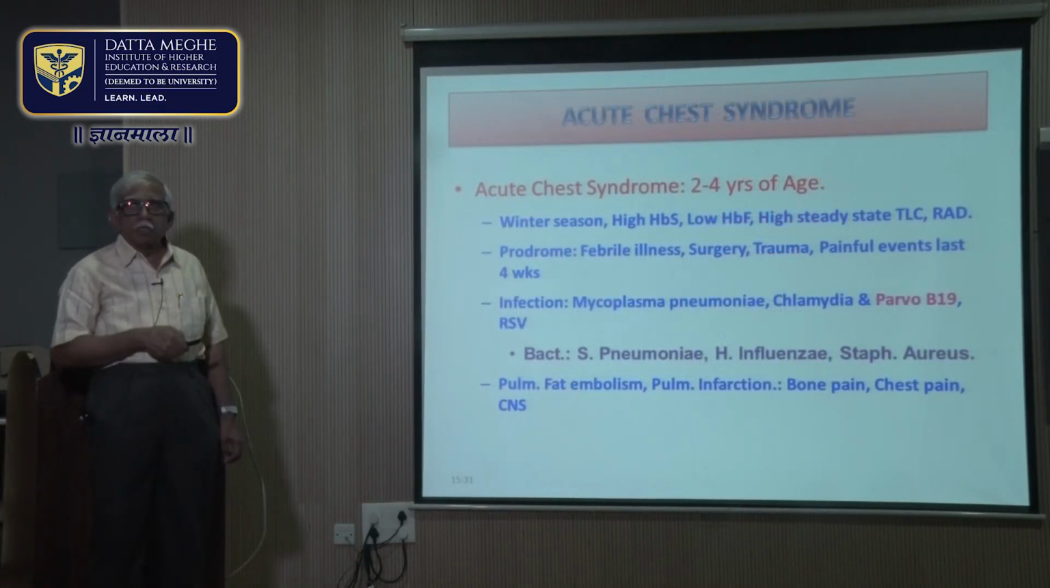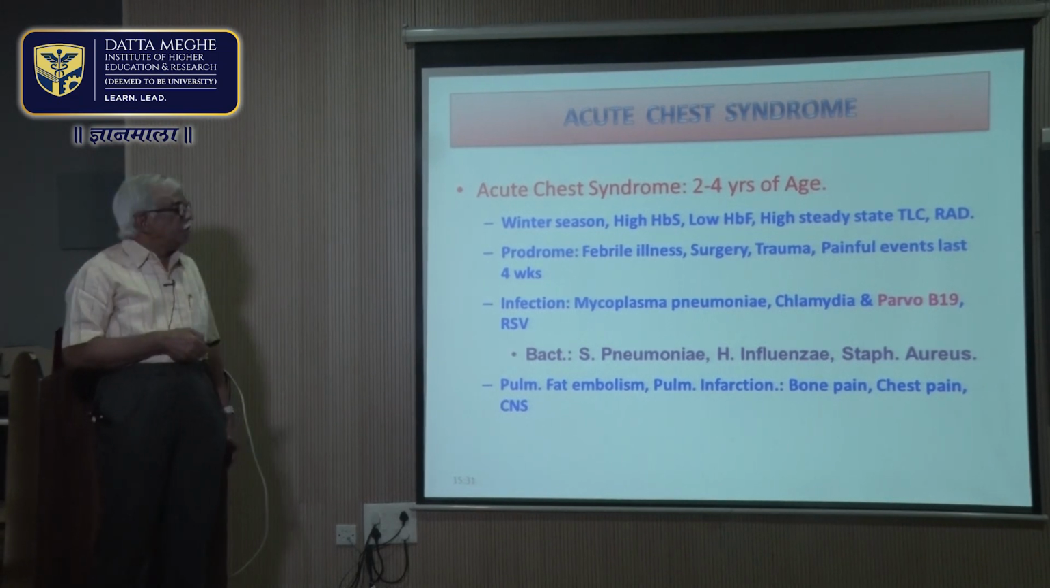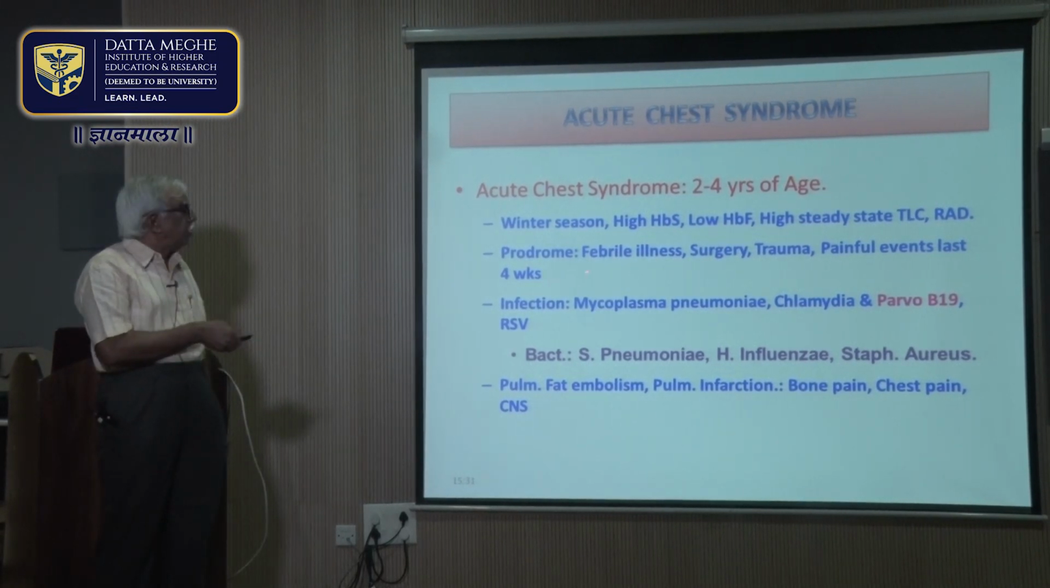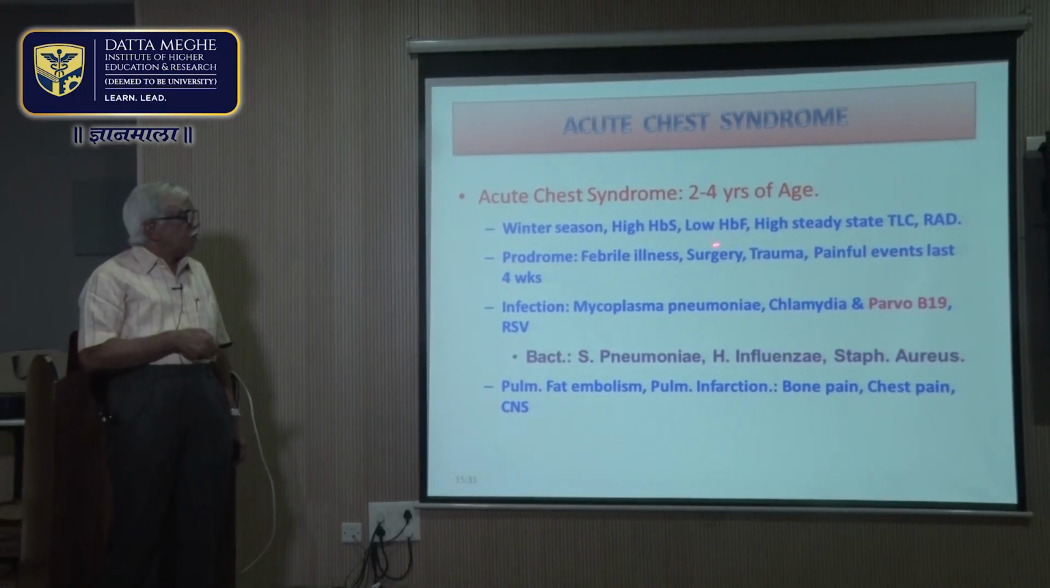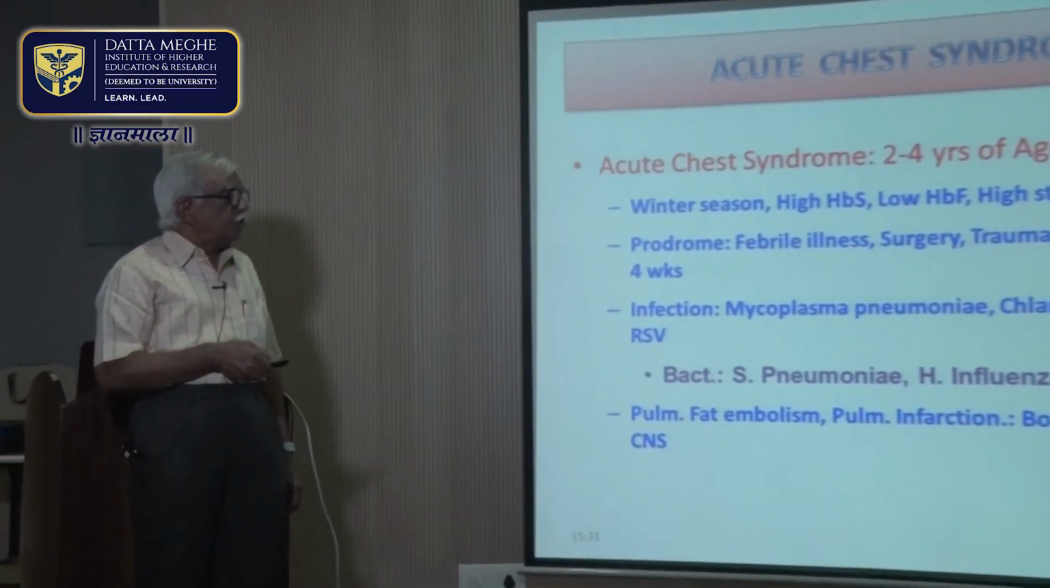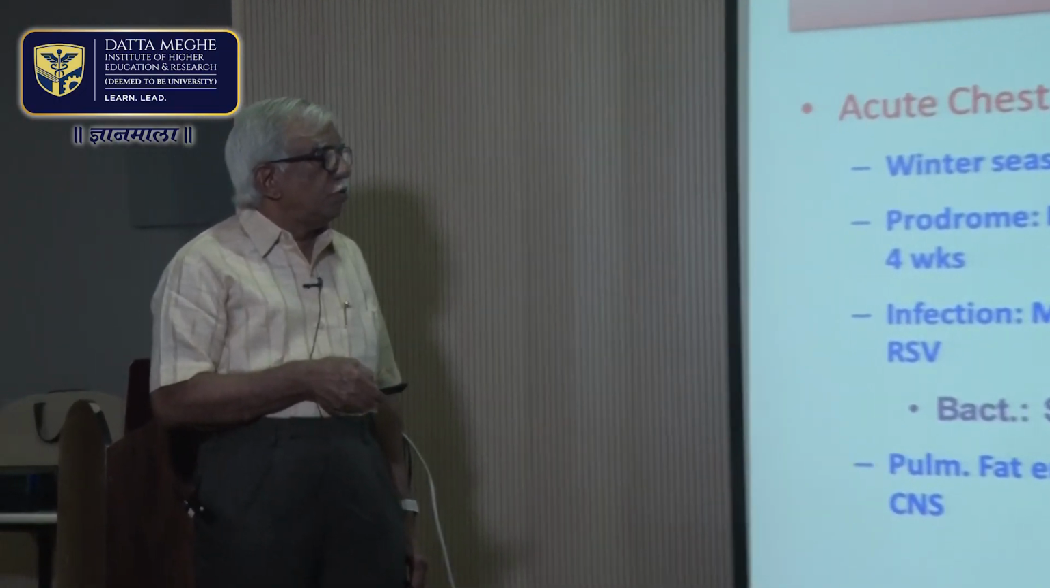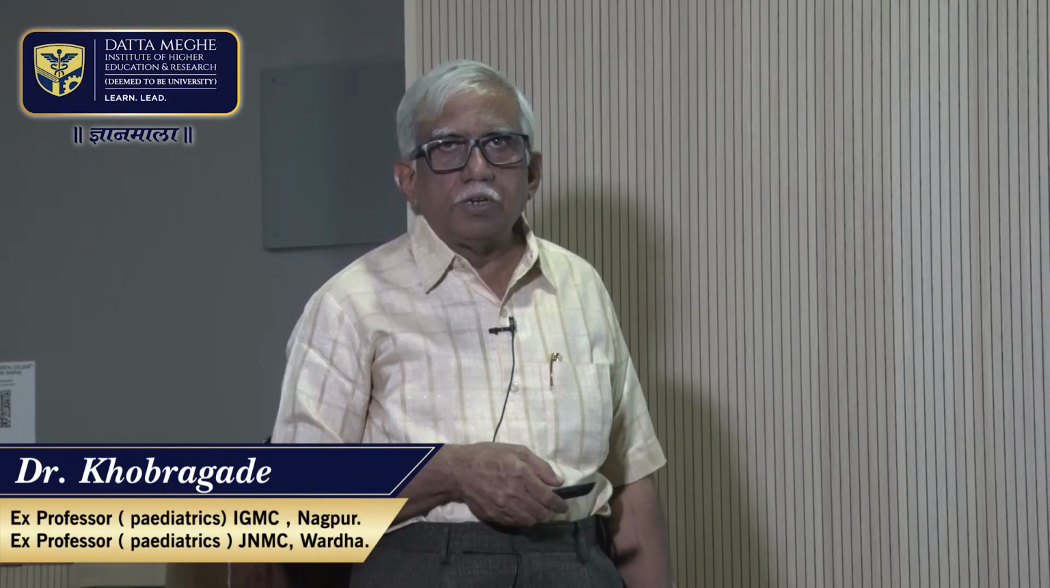Acute chest syndrome, another very life threatening condition. It occurs in younger babies 2 to 4 years of age, in the winter season, particularly this season. High hemoglobin S, low hemoglobin F, high steady state TLC, total leukocyte count, and a patient who has reactive airway disease. These are the predictors of developing acute chest syndrome, and the prodrome could be a febrile illness, surgery, trauma, or painful events in the last 4 weeks.